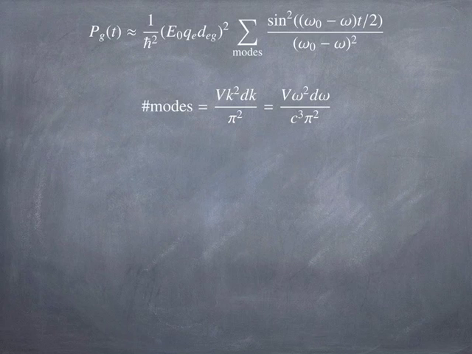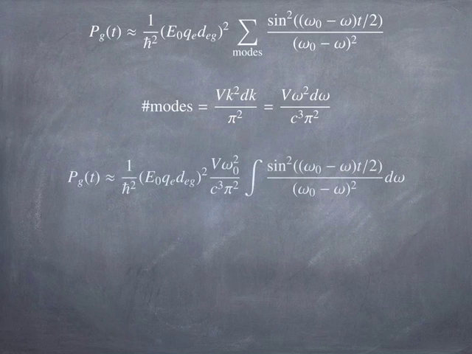We can switch from K space to omega space. There's not that big a difference between the two. For every K, there's an omega. Omega is just about the energy, and K is just about the momentum, but they're still directly related to one another. And then we can convert this sum over modes into an integral.